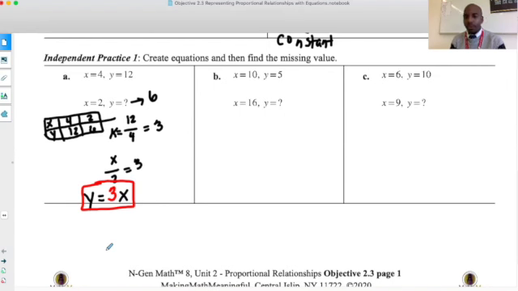Do me a favor and see if you can figure out what K is for both of these, and then what the equation is.